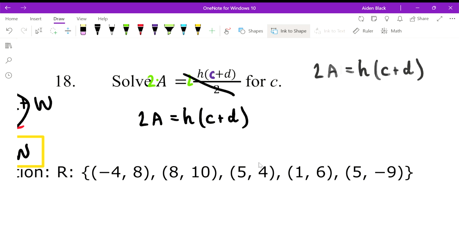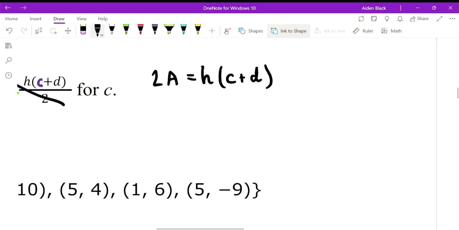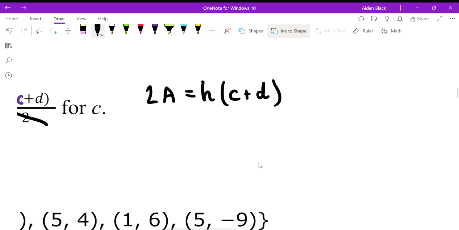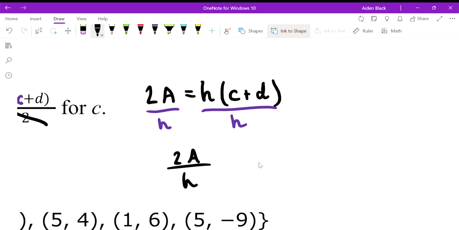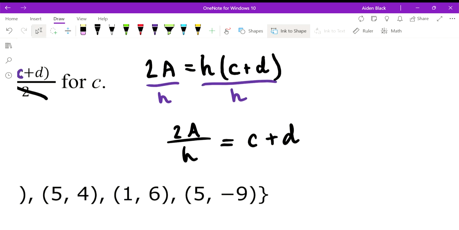Just grab this, put it up here so I have some room. Now, since h is being multiplied to both c and d, we can just divide this whole side by h, which means we have to do it to the other side. So we get 2a divided by h equals c plus d. What do you think the last step is here? You're just solving for c. We subtract d from both sides.